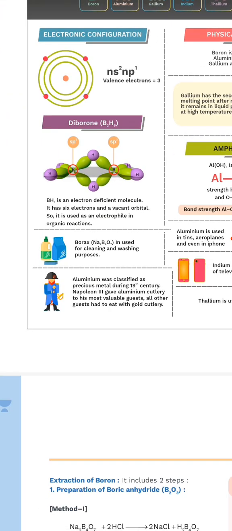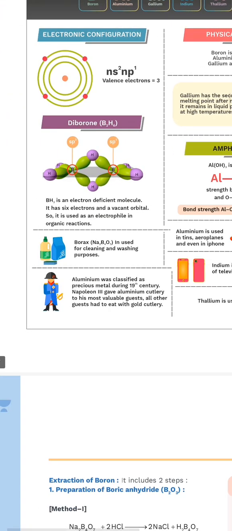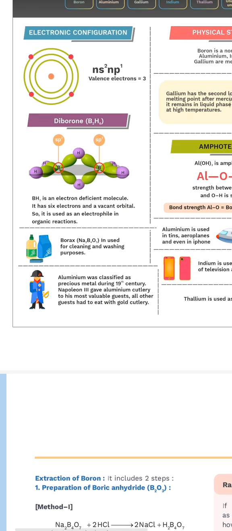Aluminium was classified as precious metal during 19th century. Napoleon III gave aluminium cutlery to his most valuable guest. All other guests had to eat with gold cutlery.